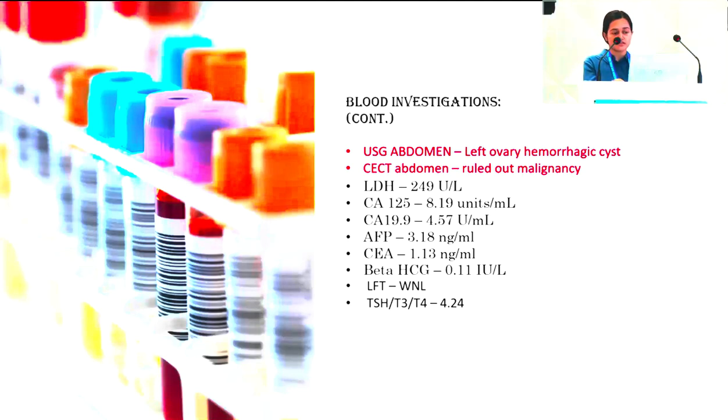for which we got a USG abdomen done. There was an incidental finding of a left ovary hemorrhagic cyst. She was advised a CT abdomen as well, but there was no evidence of any malignancy. The gynecology referral was done, for which no immediate intervention was needed. Rest all the parameters were negative.